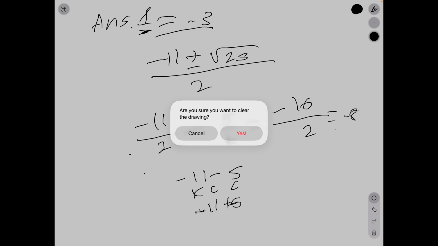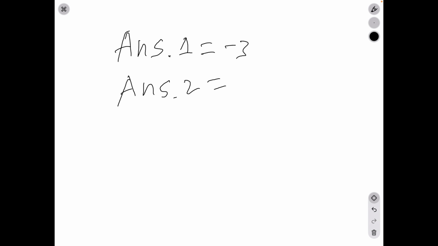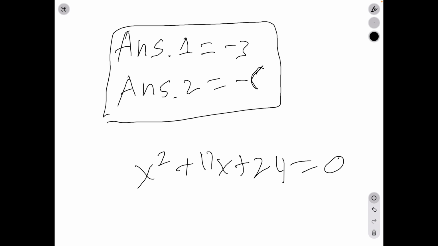So answer 1 is equal to negative 3, and answer 2 is equal to negative 8. This will be your answer for the quadratic equation of x squared plus 11x plus 24 equals 0. Let's work on one more.